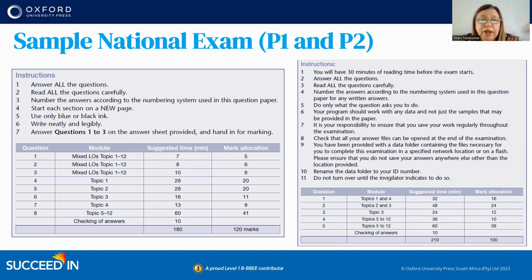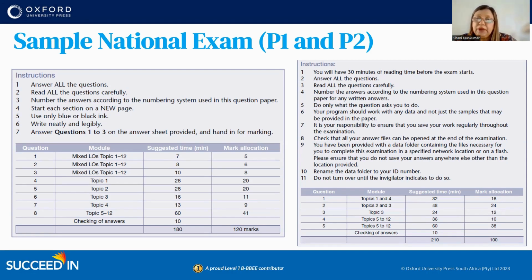Question 4, topic 1 is 28 minutes and 20 marks. Question 5, we look at topic 2, which is 28 minutes and 20 marks again. Question 6, topic 3, 16 minutes, 11 marks. Question 7, topic 4, suggested time 13 minutes, mark allocation 9. Question 8, we look at topics 5 to 12, suggested time 60 minutes, and a cumulative mark of 41, giving you 120 marks, and a suggested time of 3 hours, 180 minutes.